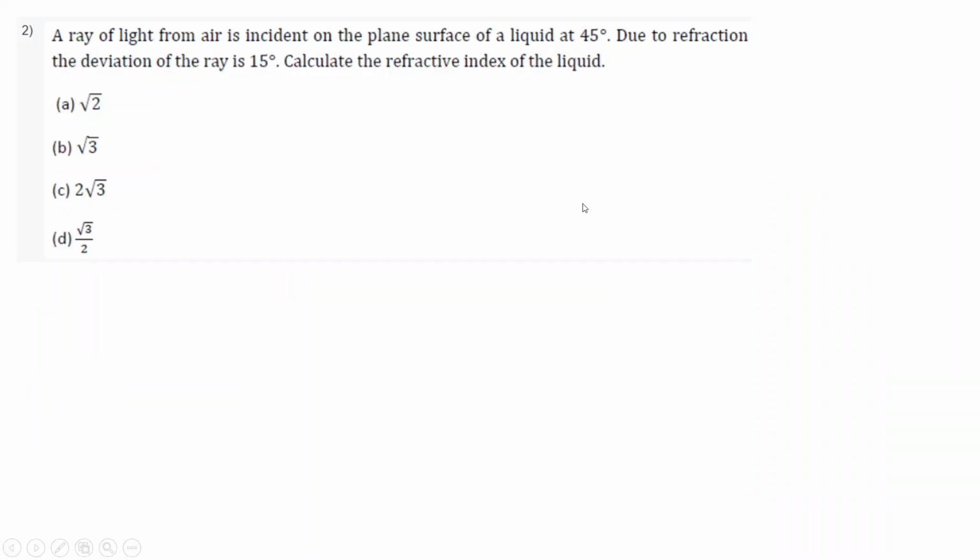Okay, so the next question is: a ray of light from air is incident on the plane surface of a liquid at 45 degrees. Due to refraction, the deviation of the ray is 15 degrees. Calculate the refractive index of the liquid. So first let's draw what conditions are given and what we have to find out. A ray of light from air is incident on the plane surface of the liquid. So here on one side I have liquid, on the other side we have air.